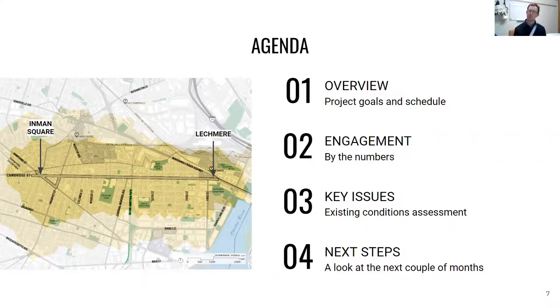We also want to give you a recap of the engagement of what we've done to date, what we're calling engagement by the numbers. So we'll give you an overview of what we heard at our various pop-up events, through our interviews, surveys, et cetera. And we want to talk about some key issues. Some of these are conversations we've had out in public and on the street. Some of it is also analysis and existing conditions assessment that Interface has been working on. So you might get a combination of things.